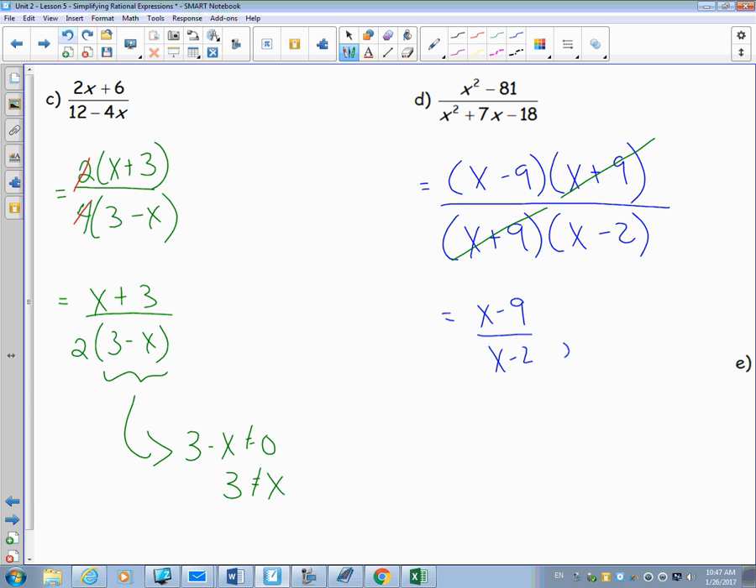What are restrictions? What would make this bottom equal 0? Well, the obvious one is the number 2. Because if I were to put a 2 in here, 2 minus 2 equals 0. That's a problem, right? Okay.